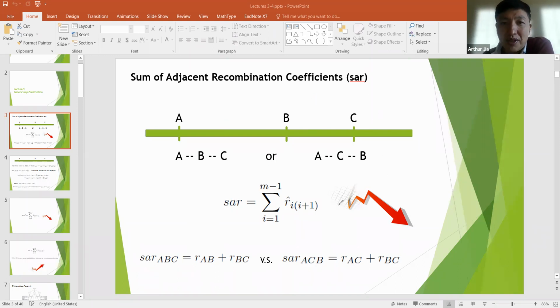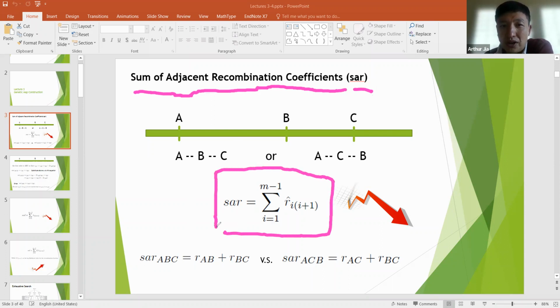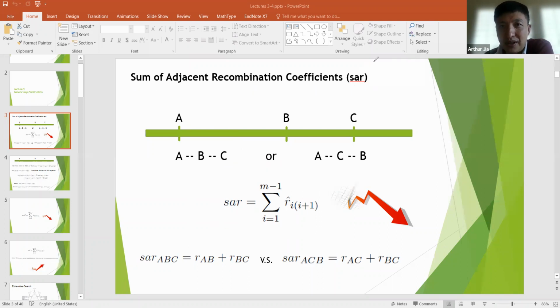And with this information, one can use the sum of adjacent recombination coefficients, called SAR, to find the best order for these 3 loci and construct the optimal genetic map. So this is the major thing for this chapter. I think this is the only thing for chapter 3.